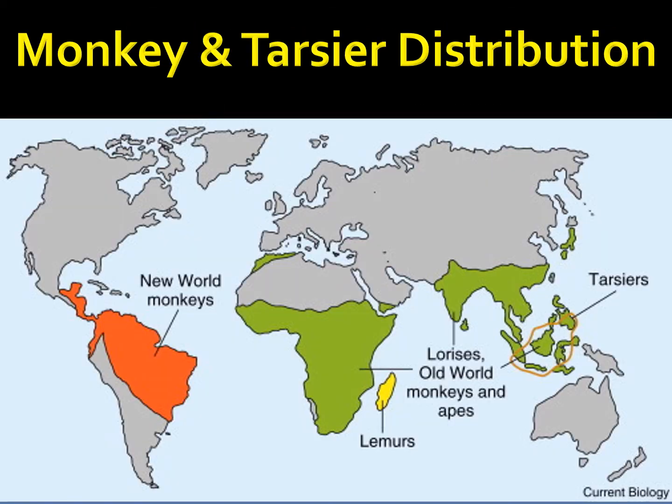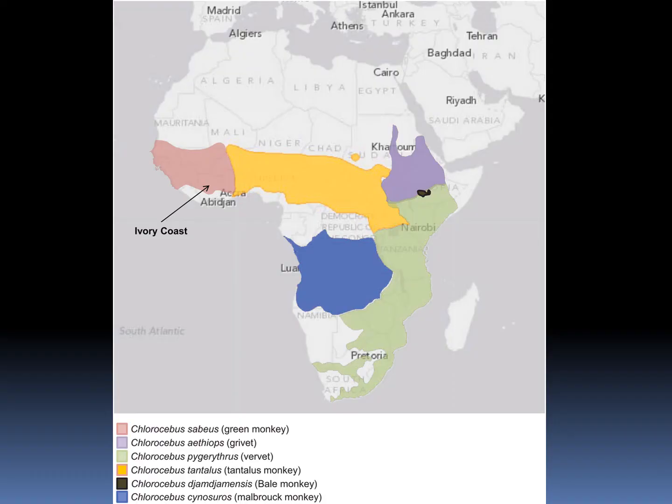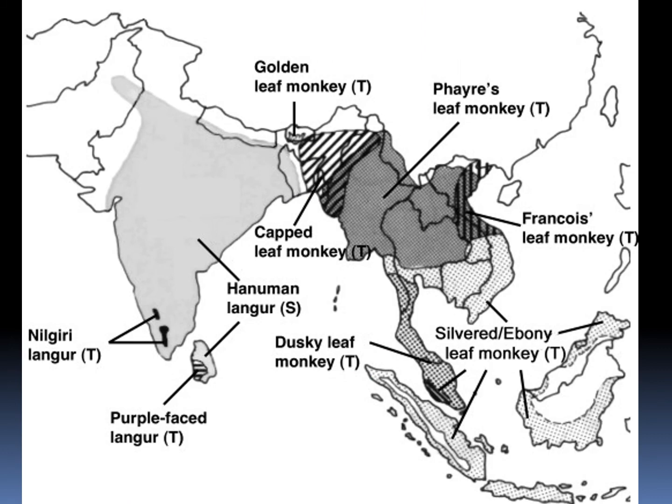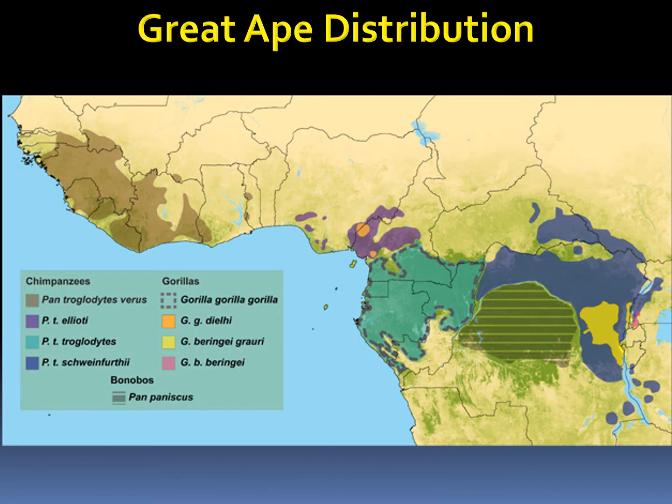This is showing you modern day monkey and tarsier distribution, showing you the distribution of various monkeys in Africa, showing you the distribution of your leaf-eating monkeys in Southeast Asia, showing you the distribution of great apes.